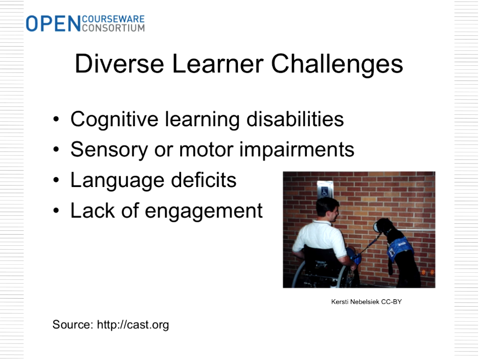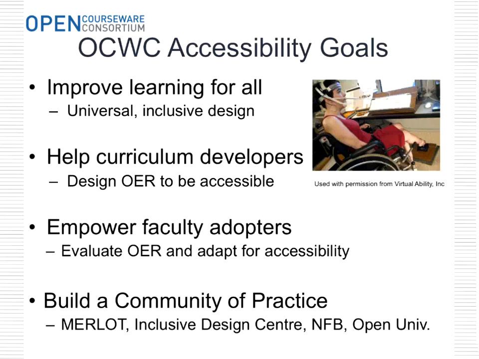And finally, lack of engagement. We find that learners with diverse learning styles and disabilities often show a lack of engagement with the curriculum, because it isn't addressing their needs. So at OpenCourseWare, our accessibility goals are improving learning for all learners, and that is through universal and inclusive design.